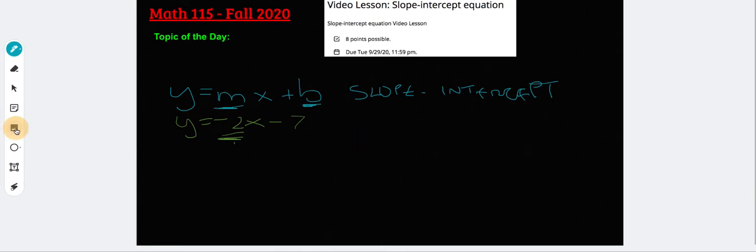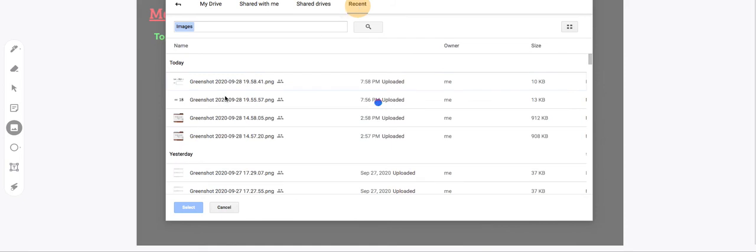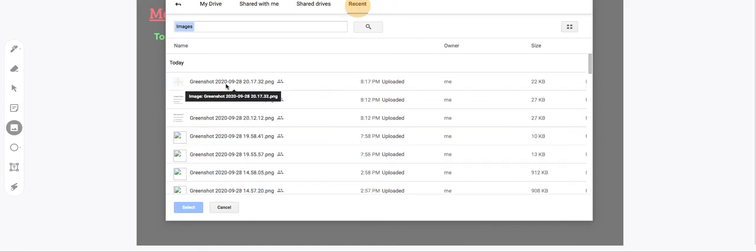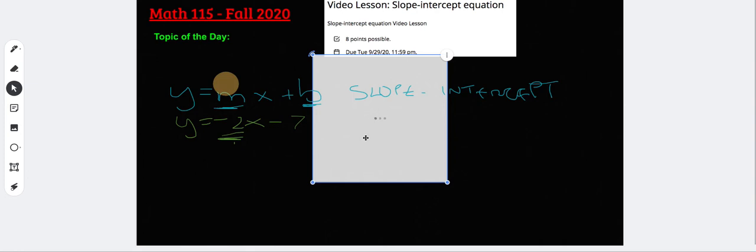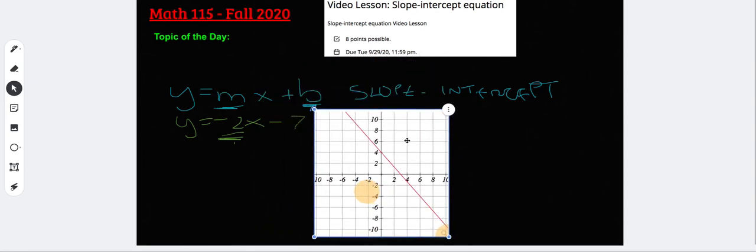Oh, okay, I need to insert recent images, and there it is. Okay, so I'm going to have that slope. Now the reason I wanted that slope here is because I wanted to tell you exactly what I'm going to be doing here, so that you can see it and it makes sense to you.